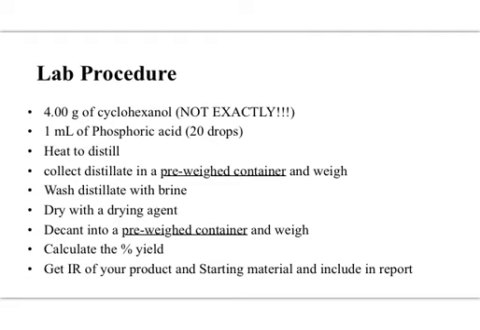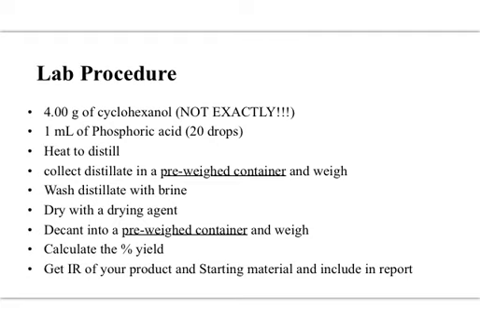The exact mass that you get is important, and you need to write that down. So you need to write down your exact mass for this, whatever you actually wind up weighing. Whether it's a little bit over 4 or a little bit under, doesn't matter. The phosphoric acid, since it's a catalyst, the amount's not critical. We're adding 1 milliliter or 20 drops. And that's how you should weigh it. That's going to be measured out in the fume hood.